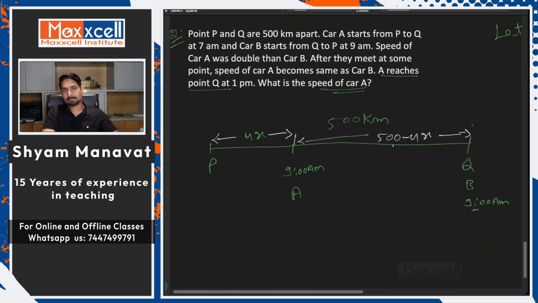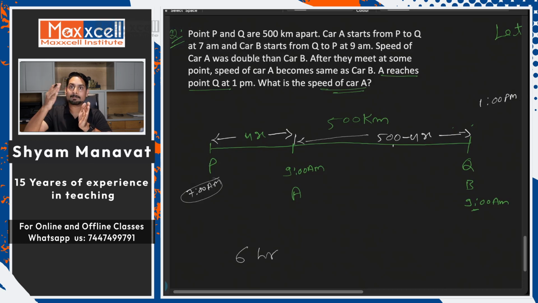Now how do you want to calculate? I will leave it up to you. Let us calculate this equation in terms of hours, because car A reaches point Q at 1 pm, starting in the morning at 7 am. That means car A has taken a total of 6 hours, 7 am to 1 pm. I can't directly take 6 hours with speed 2x, because after some point the question said car A's speed is changing, so I will take that time also.